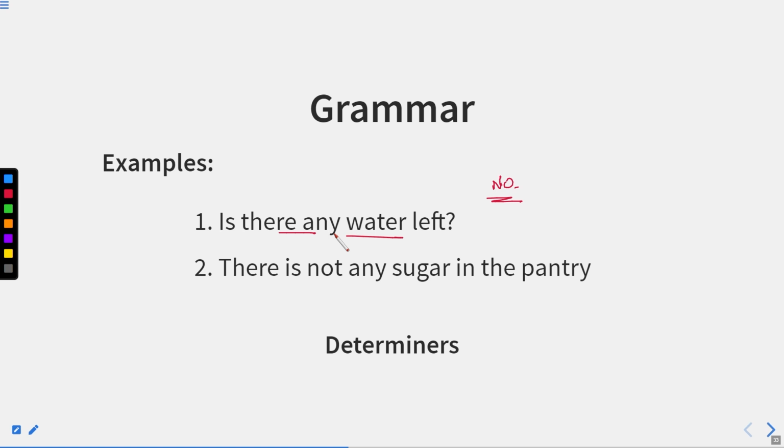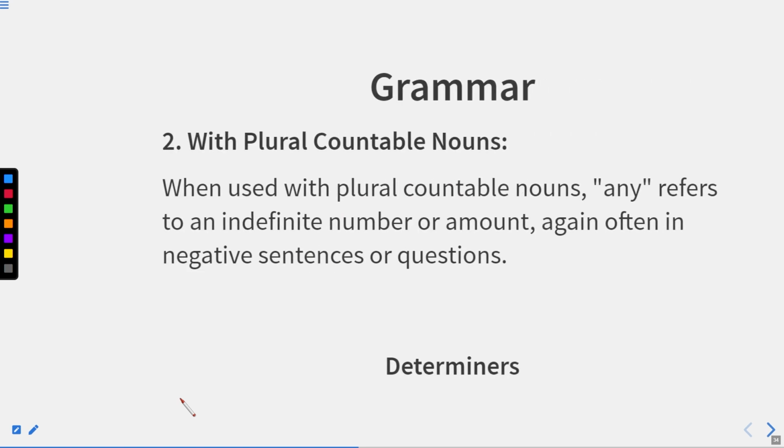There is not any sugar in the pantry. It means there was no sugar, so there is not any sugar. Not any refers to no sugar. Now let us move to the next one.